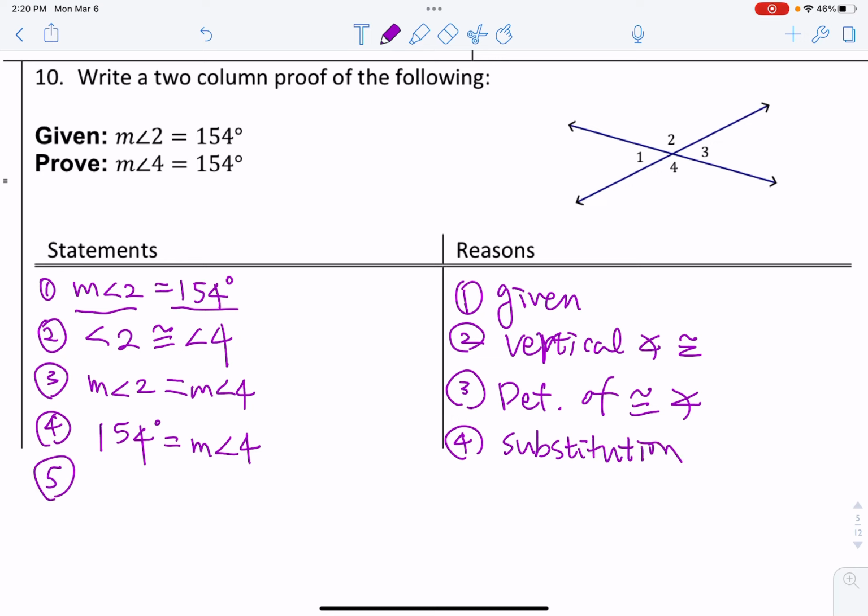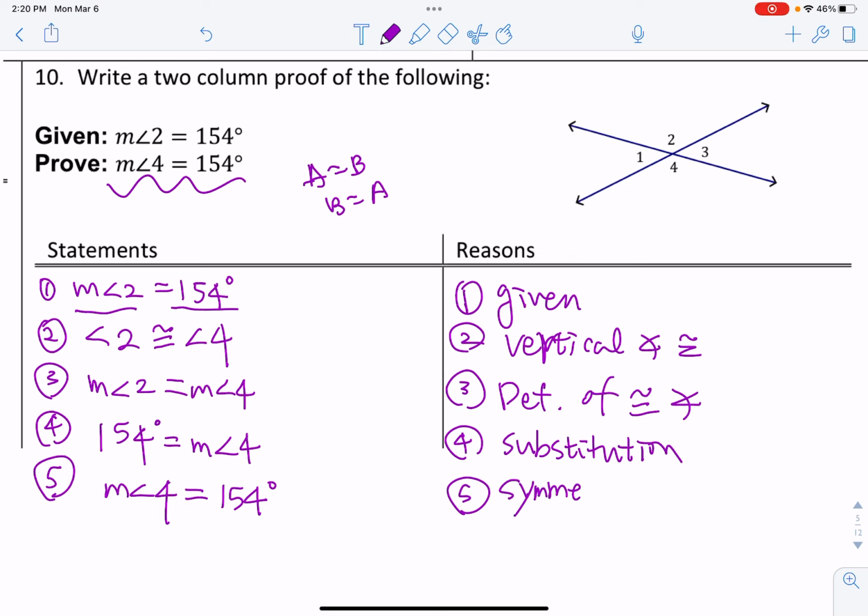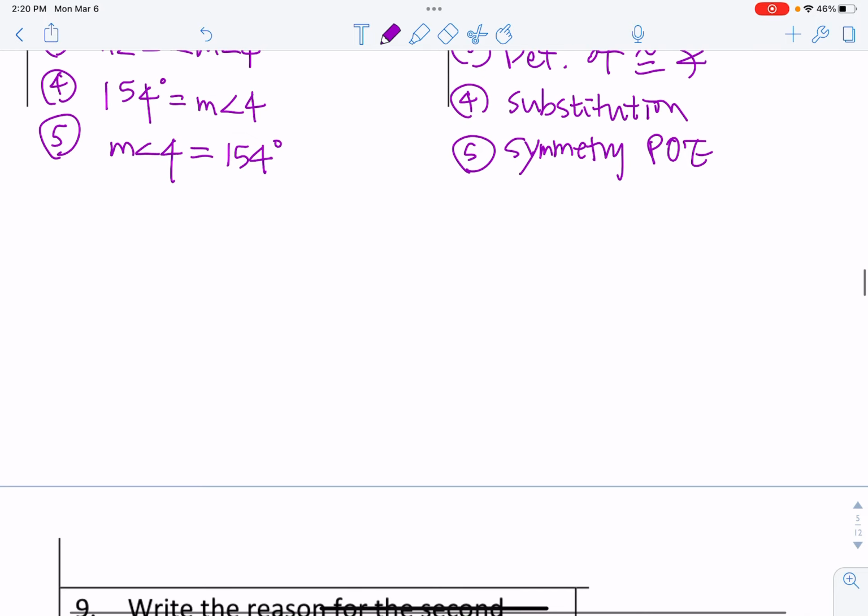And then you can rewrite, switching, to conclude in the exact same format as this one. So I switch the order: A equals B and B equals A. We call that the symmetric property of equality. Like that.